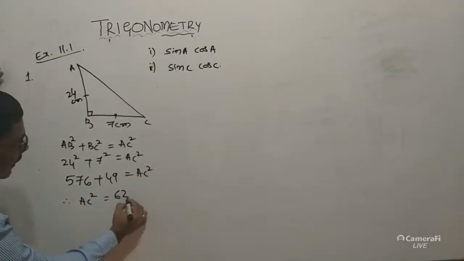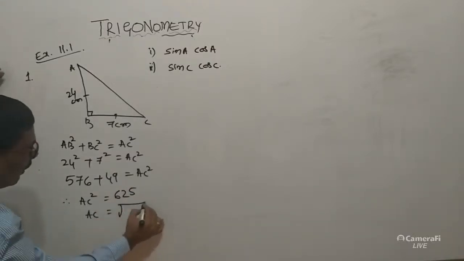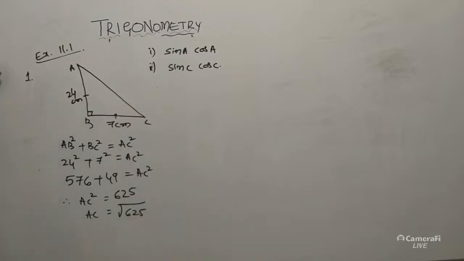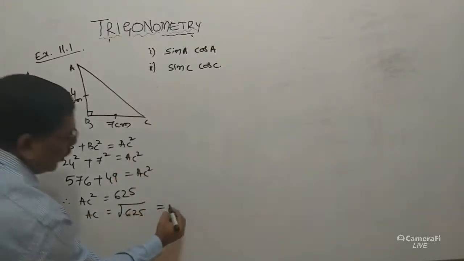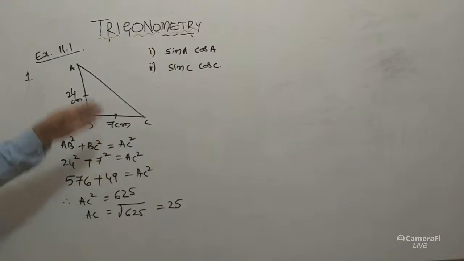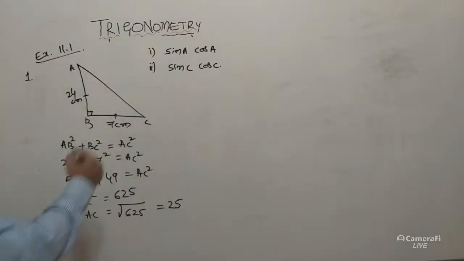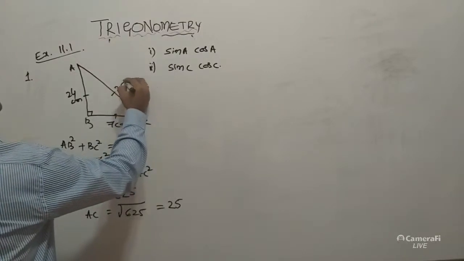So AC square is equal to 625, but we want only AC, that is the square root of 625. I think you can understand the square root of 625 is 25. You don't write plus or minus. Normally, for the square root of 25 we write plus or minus, but here we take only the exact value, because it is the measurement or distance from A to C, that is 25 centimeters.